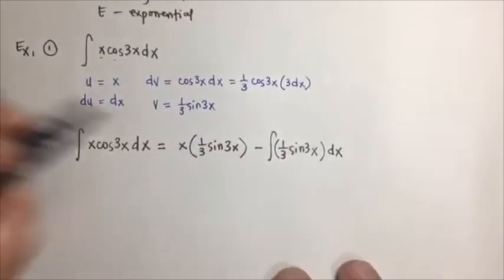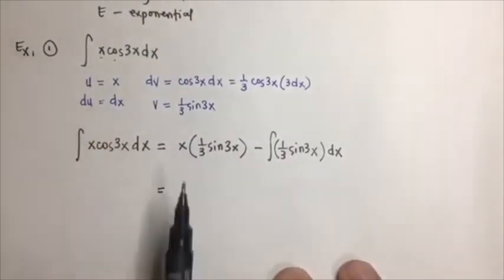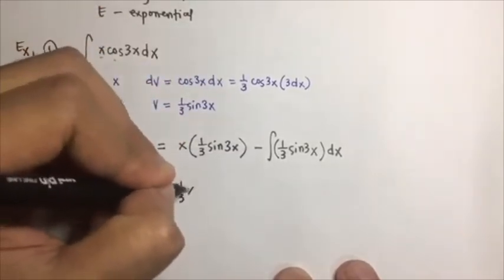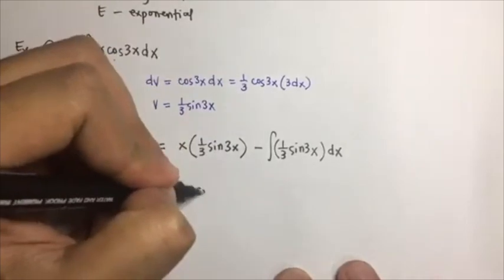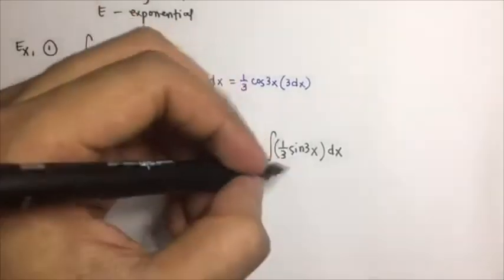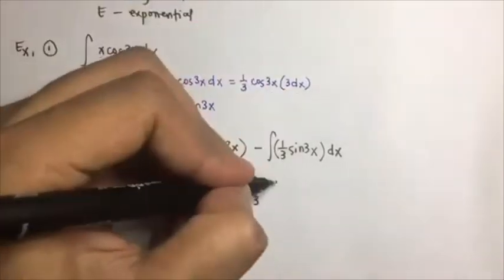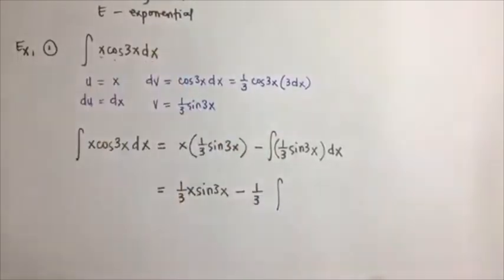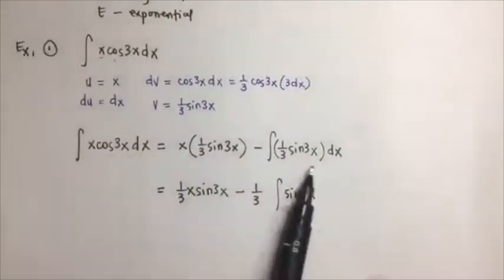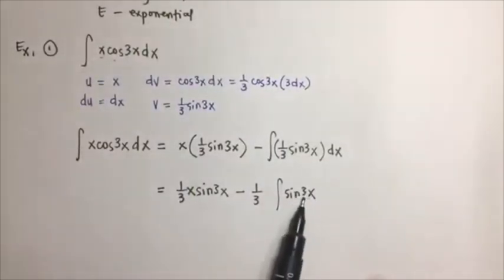Okay, so therefore we'll have here 1/3 x sine of 3x, minus, we have a numerical coefficient of 1/3, so write it outside the integral sign. So 1/3 integral of sine of 3x dx. Okay, but we need to complete the differential so that we can apply the formula for integration of sine.